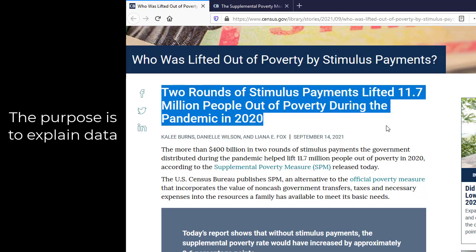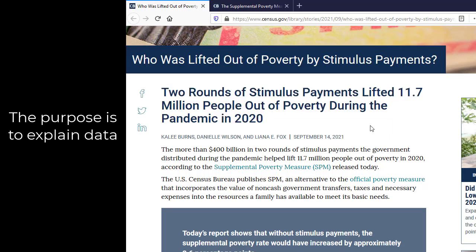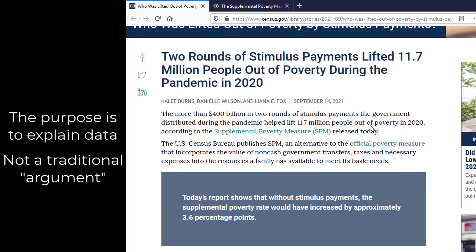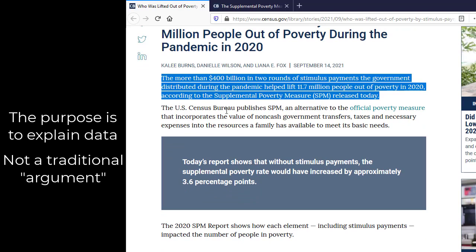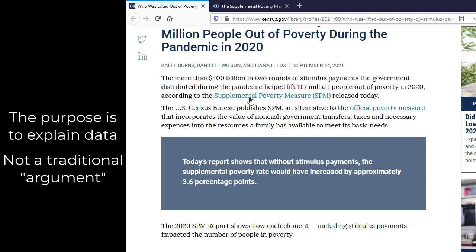The title is "2 rounds of stimulus payments lifted 11.7 million people out of poverty during the pandemic." That is phrased as a claim, right? But this is not the same kind of claim as one that would be really debated on two sides. This is a conclusion drawn from numbers, right? And we know exactly what the whole orientation of this piece is from the first paragraph. The more than $400 billion in 2 rounds of stimulus payments the government distributed during the pandemic helped lift 11.7 million people out of poverty in 2020, according to the supplemental poverty measure released today.